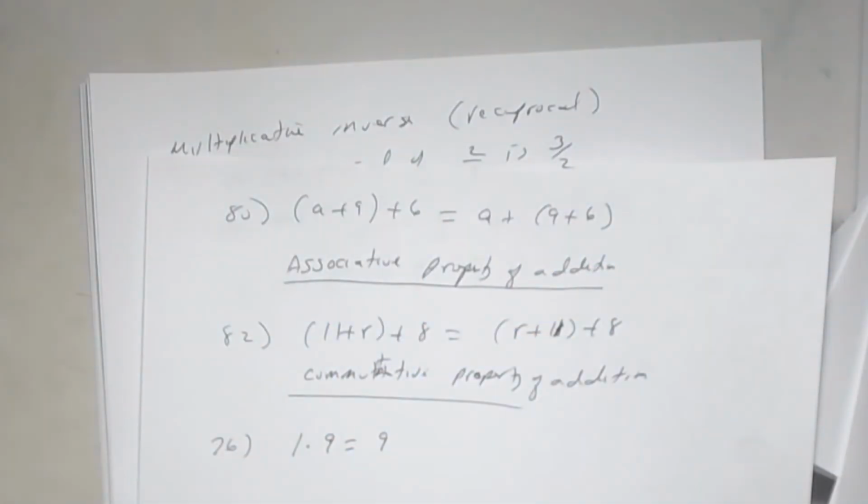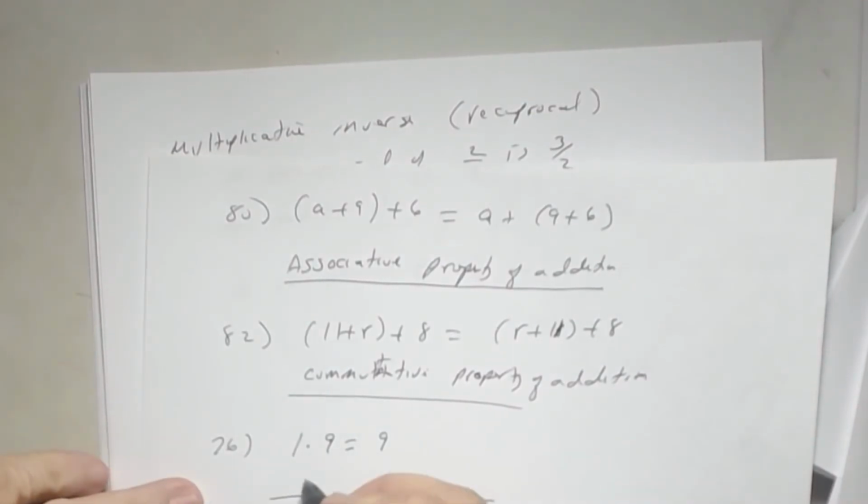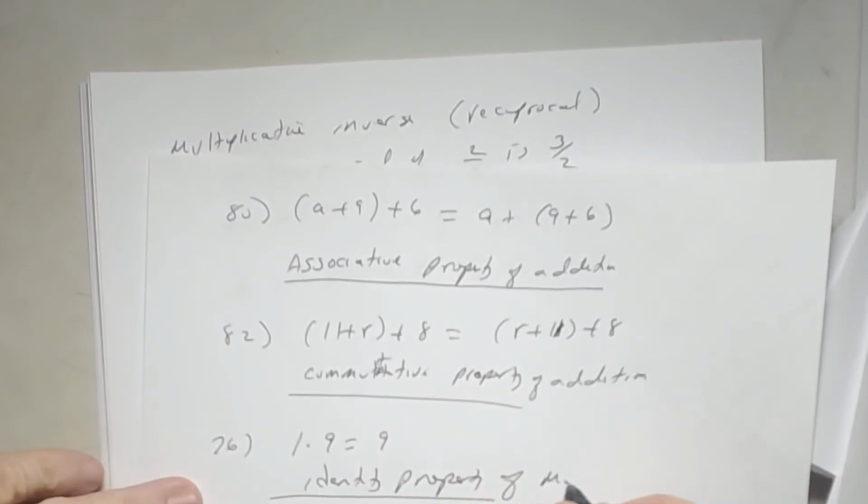No, commutative property says this. If it's 1 times 9, you have to say what? 9 times 1. That's commutative property. So the answer here is going to be the identity property of what? Multiplication.